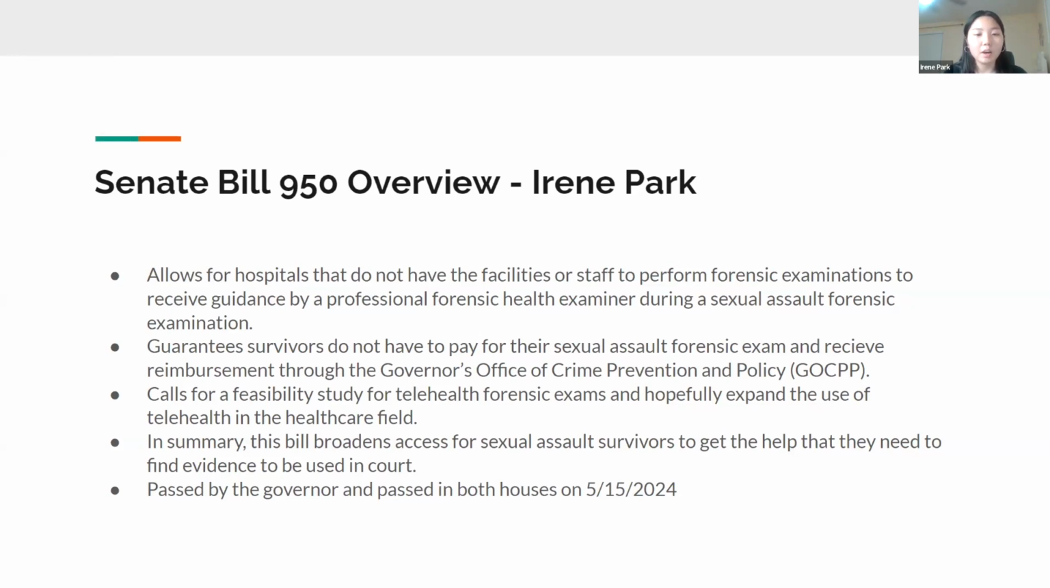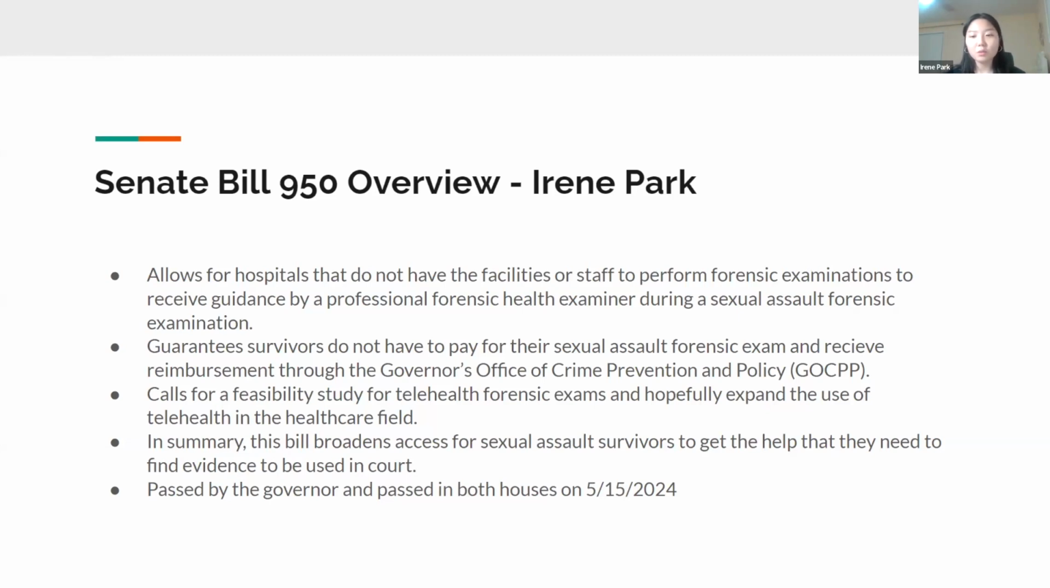in the future. And in summary, this bill broadens access for sexual assault survivors to get the help that they need to find evidence to be used in court. And this bill was passed. Oh, this bill was passed in both houses and signed by the governor on March 15th, 2024.